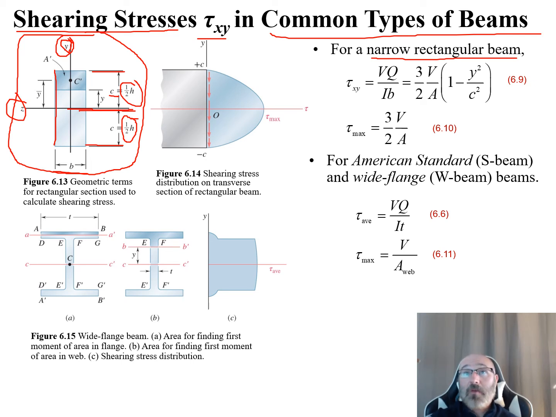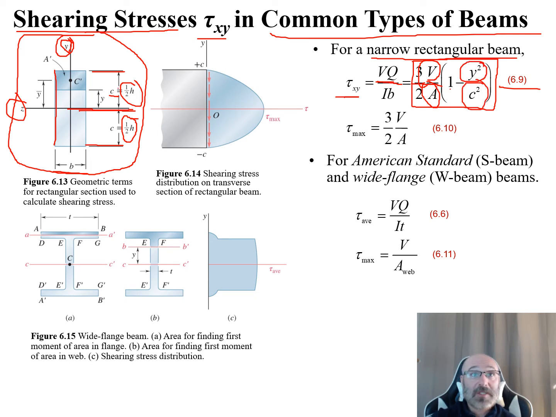Now let's go back over here and take a look at equation 6.9 in our textbook, where we have the definition for our shearing stress, our tau xy, for a narrow rectangular beam, equal to V times Q, our shearing force times Q, over Ib. We can reduce this down a little bit from this relationship, and for a narrow rectangular beam we now have 3/2 times V over A, our shearing force and our area, times 1 minus y squared over c squared.